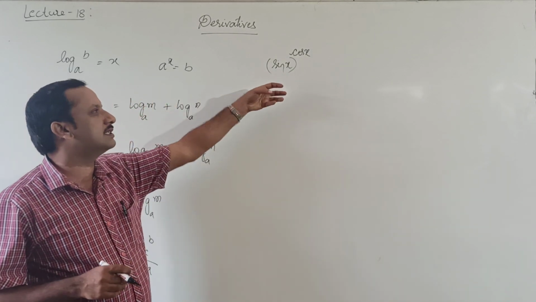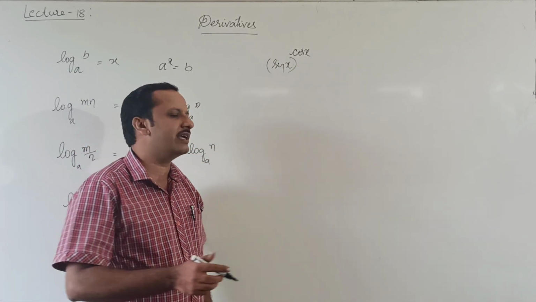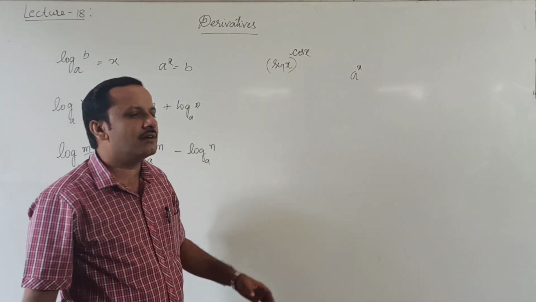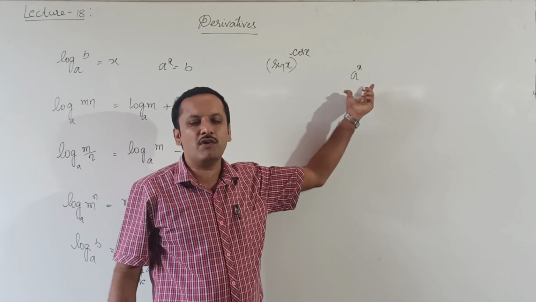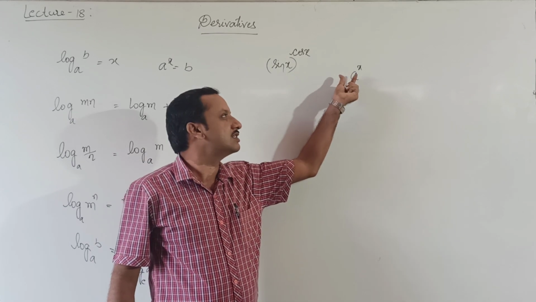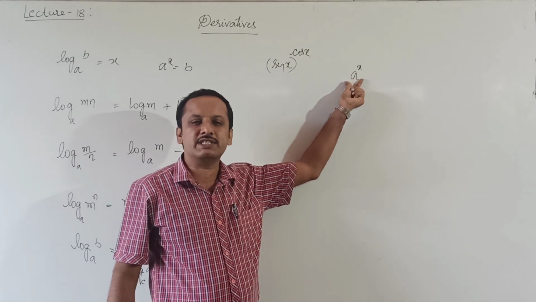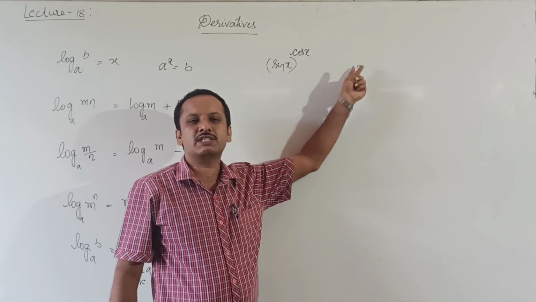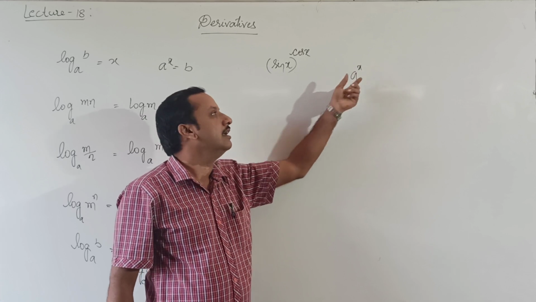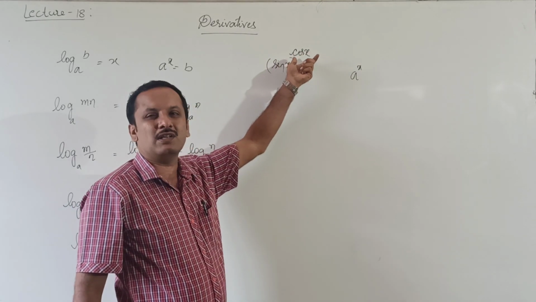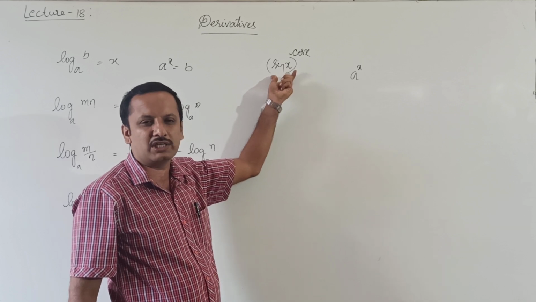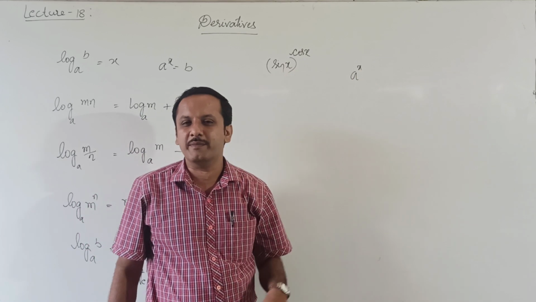Can we treat this as it is in the form a power x? The answer is no, because that will be an exponential function. It will be of the form a power x, which means the base should be a constant and the power should be a function. Here the base is a function, and the power is also a function. The power is okay, but the base should not be a function. So you cannot compare this with a power x.